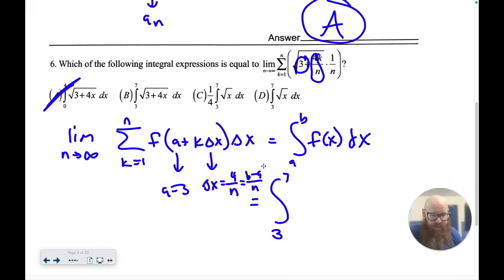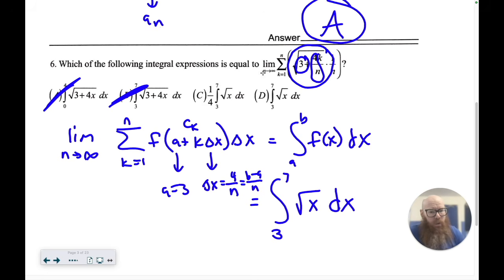Every answer has that. Now the function itself is going to be this whole part. The 3 plus 4k over n is our c sub k here. That's being plugged into a square root function. So I have root x dx, all right? And it seems like, oh, the answer should be D.